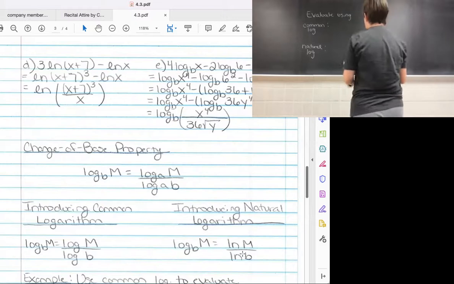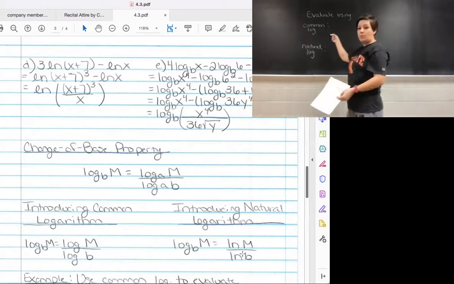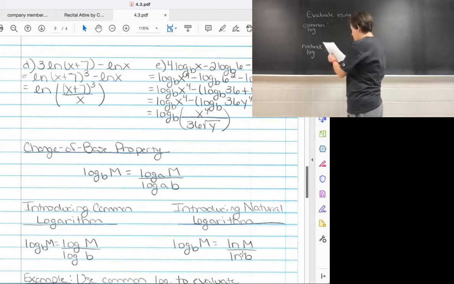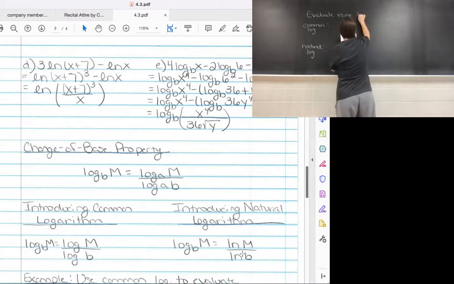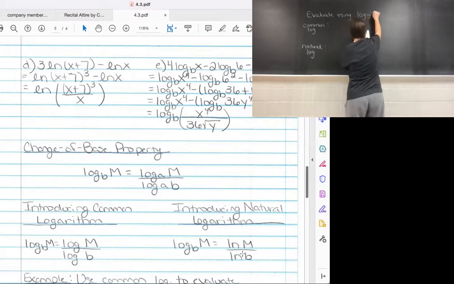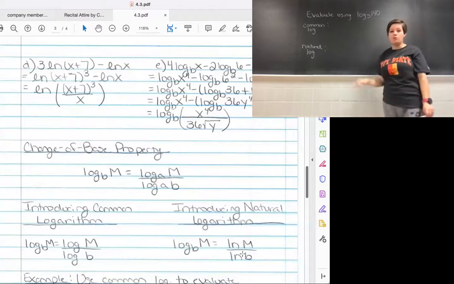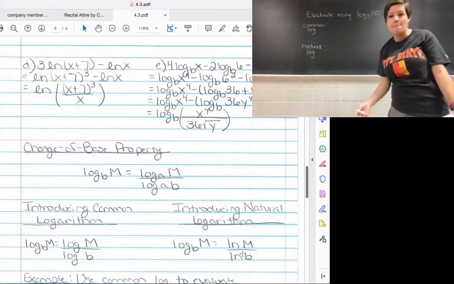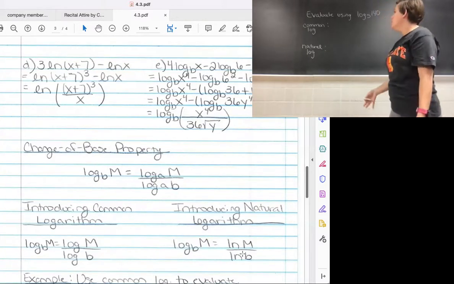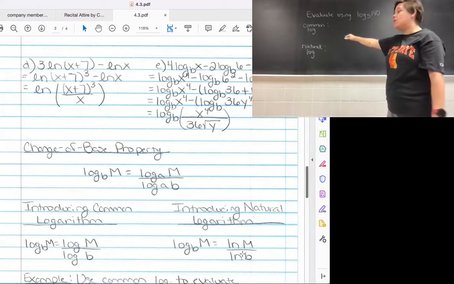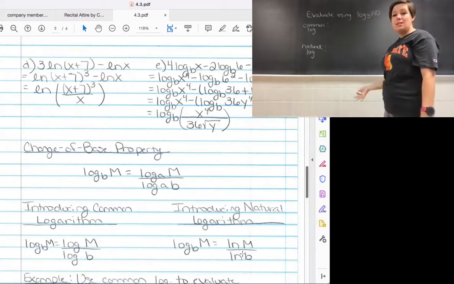We're going to evaluate doing it both ways. We're going to use the common log and we're going to use the natural log. And we're going to evaluate the same log so you can see what happens. We have log base 5 of 140. So we want to evaluate log base 5 of 140 to actually figure out what number that is equivalent to. Well, we can't just type that into our calculator, like I said. So we're going to use our change of base property and we're going to see what that equals.